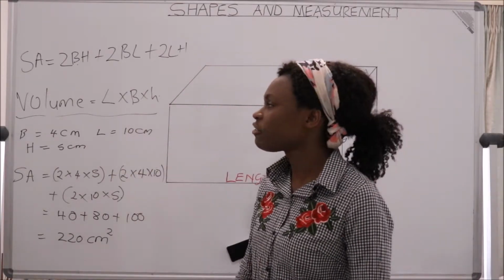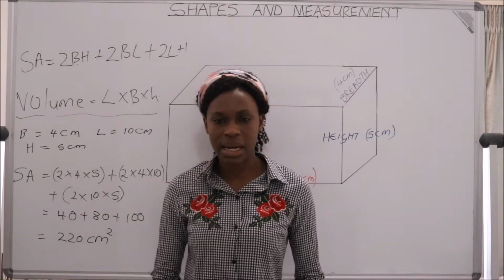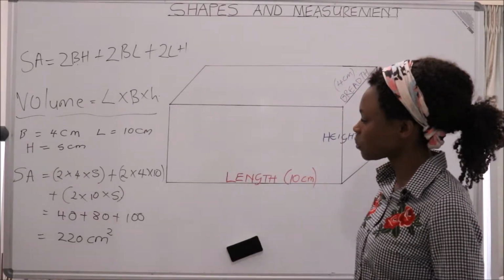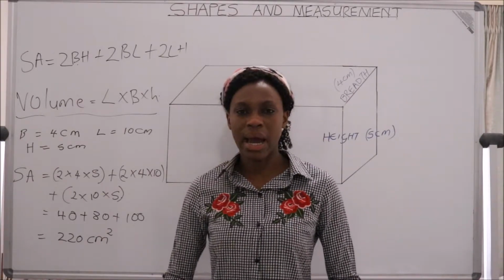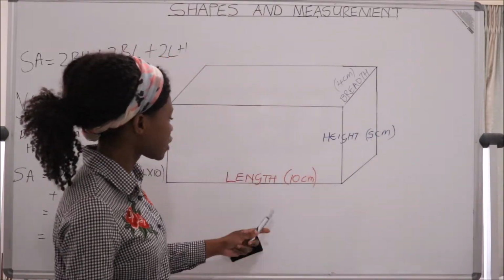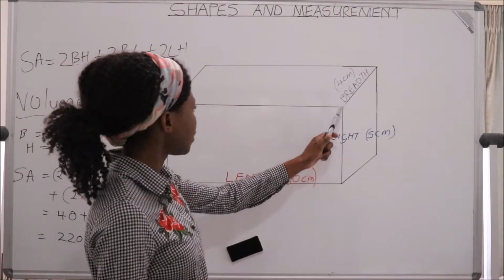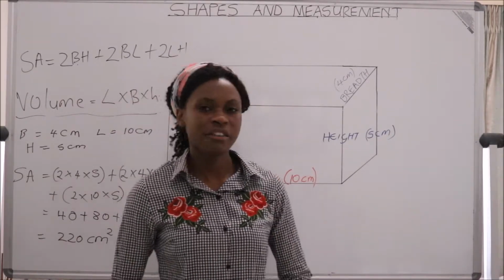Then when we come to the volume of the prism, we know that it is the base area multiplied by the height which it has been extended with. So in this case, our volume for this right prism is equal to length multiplied by breadth multiplied by height. Everything has been given to us: the length is 10, the breadth is 4 centimeters and the height is equal to 5 centimeters.